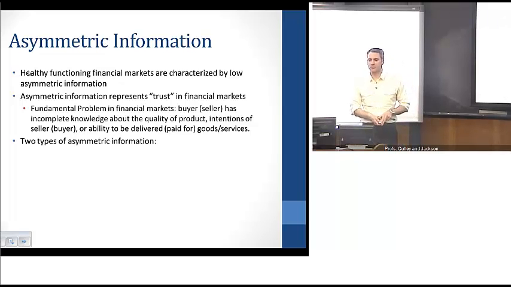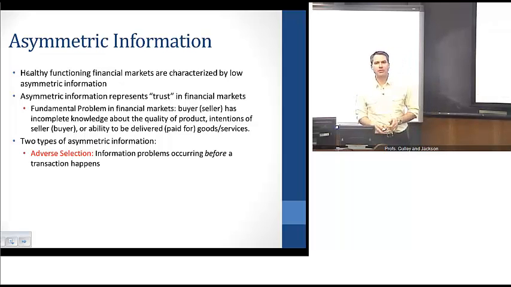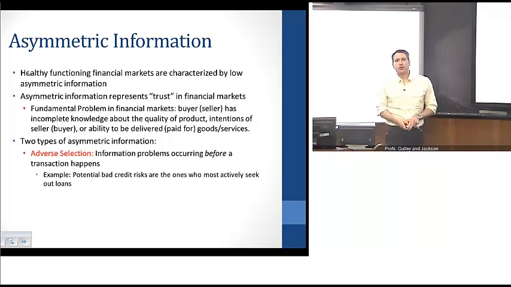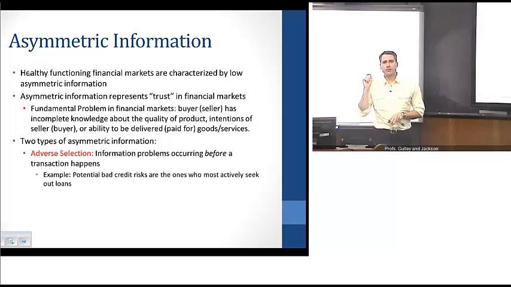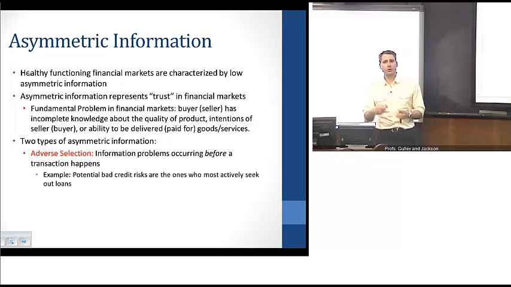So there's two types of asymmetric information. The first is what's referred to as adverse selection. The idea here is simply that these are information problems that occur before a transaction happens. The classic example of this is that the people who are most likely to want to borrow money are also the ones that are coming to the bank to borrow that money. The potential bad credit risks in this case are going to be the first ones that line up at the bank to borrow money, right? Because people who already have money, who are good credit risks, don't necessarily need to borrow money to begin with. So this adverse selection process means that bad credit risks are going to be the ones borrowing money, and that can cause issues.